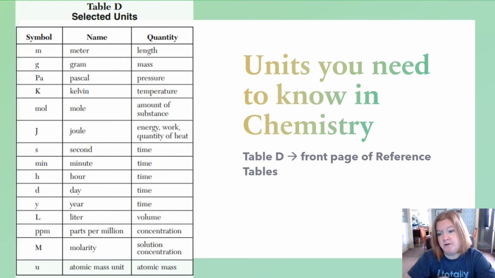The units that you're going to need to know in chemistry you find in table D, the front page again of your reference tables. So you can see, you're like, what is length supposed to be measured in? Meter, okay? And then what is temperature? Kelvin. What is time? Now time you can see has a whole list because we can use all of those, especially when we talk about half-life, okay?